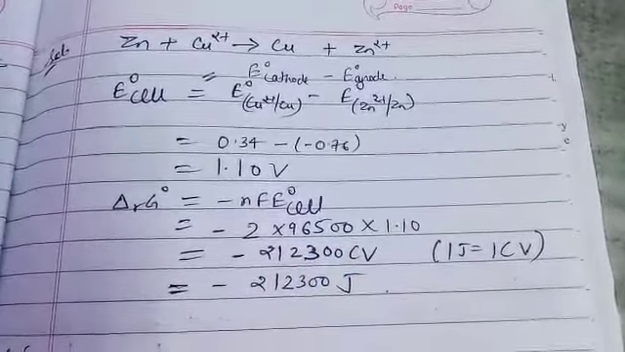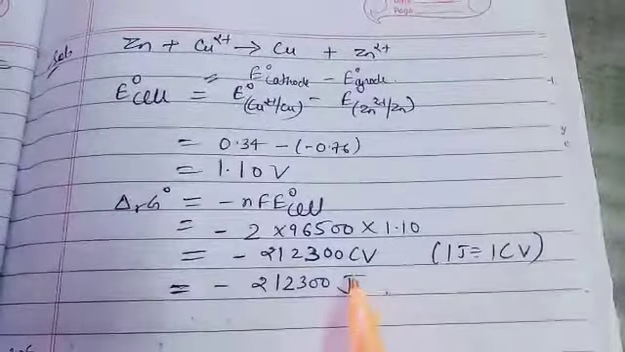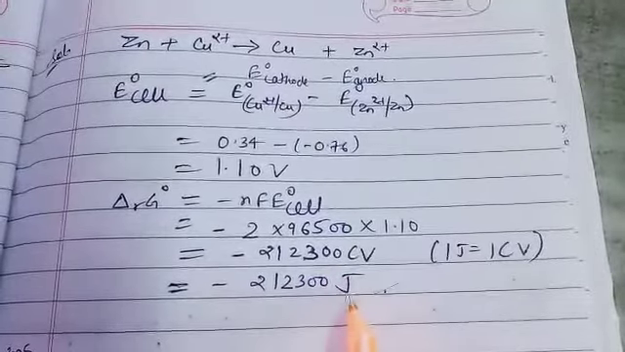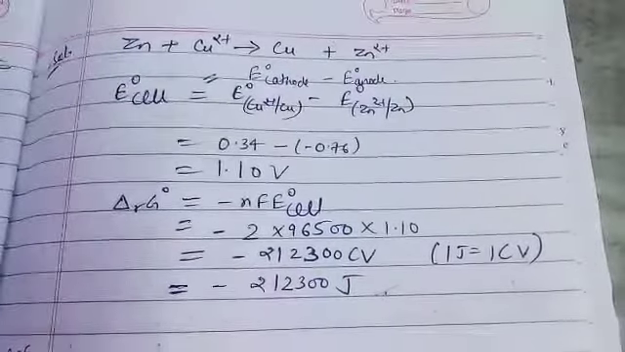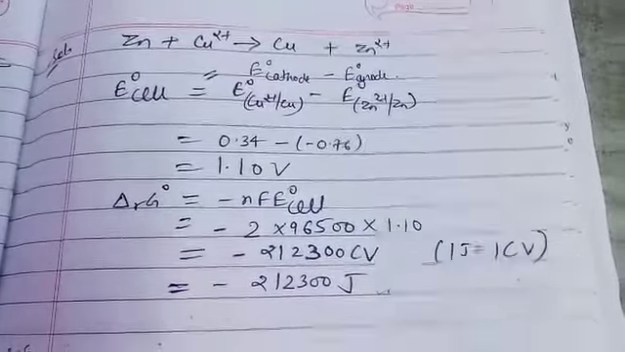And remember one thing, 1 Coulomb volt is equal to 1 joule. Okay, so either you can write CV or instead of this you can write joule. Okay, unit of delta rG naught. So this one is your value of delta rG naught.